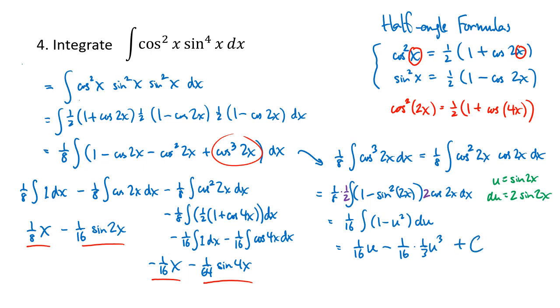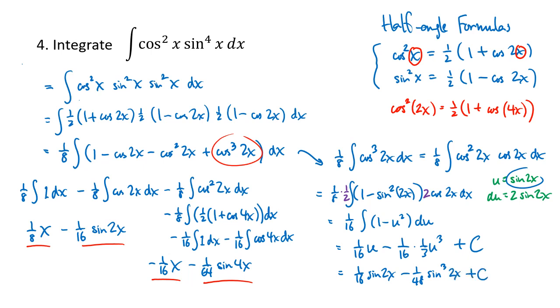So what was 1/16 u? So 1/16 u was 1/16 times the sine of 2x. And then 1/16 times 1/3, that's 1 over 48. And then u cubed is sine cubed of 2x plus c.